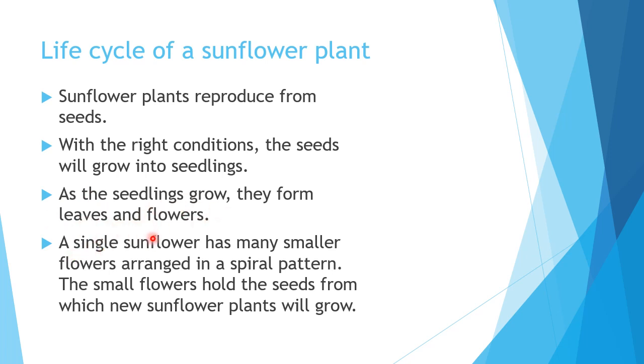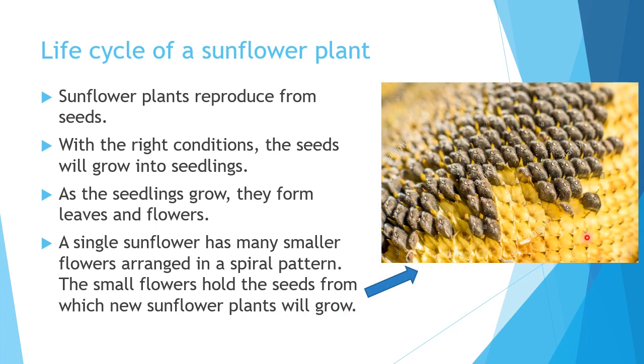A single sunflower has many smaller flowers arranged in a spiral pattern. So sunflower ini sebenarnya ada banyak flower-flower di tengah-tengahnya atau. So the small flowers hold the seeds from which new sunflower plants will grow. So ani di tengah-tengah sunflower atau, if you look ani to the small flowers, so ada small flowers di dalam, and then ani biji the sunflower satu. Yata apa yang memegang the biji atau for the sunflower.